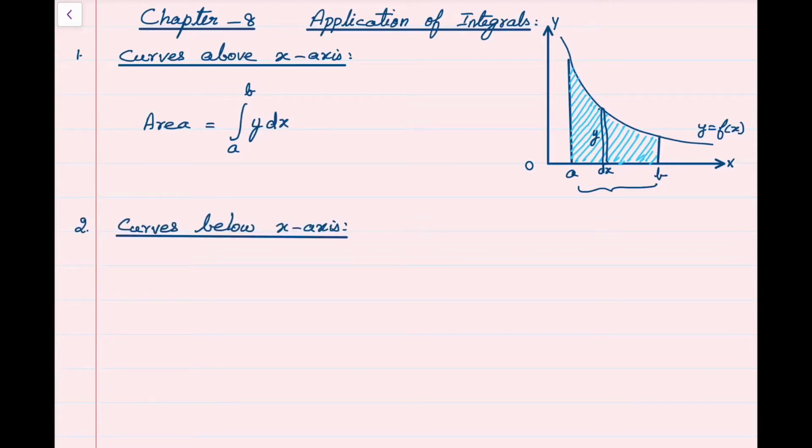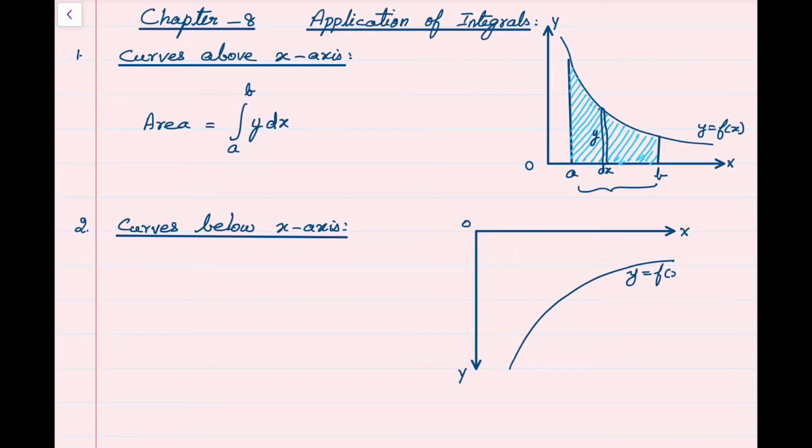Second case: curves below the x-axis. Let this be the x-axis, the origin, and this the negative direction of the y-axis, and let us consider a curve y equal to f of x and take the limit lines x equal to a and x equal to b. Let us shade the region bounded by x equal to a, x equal to b, the curve y equal to f of x, and the x-axis. Let us see how to find the area of this shaded region when the curve is below the x-axis.